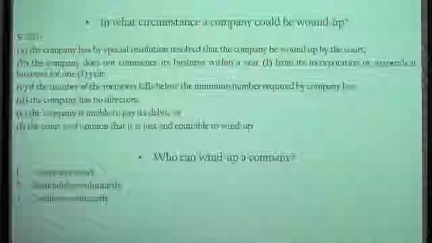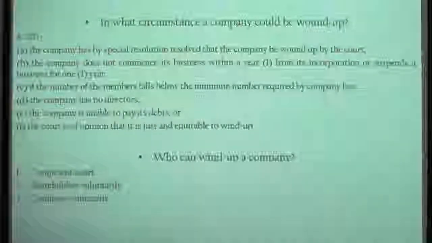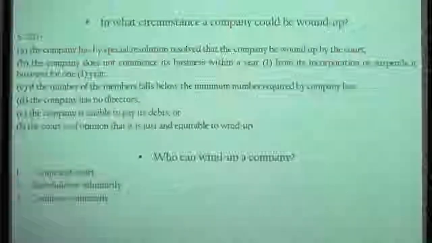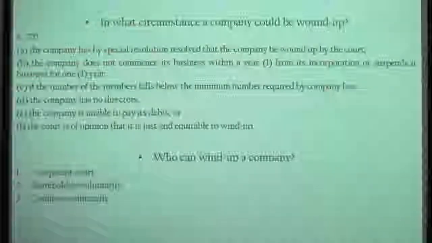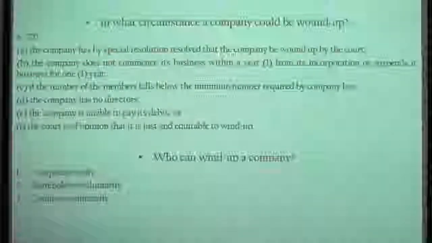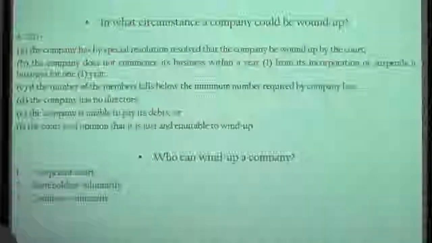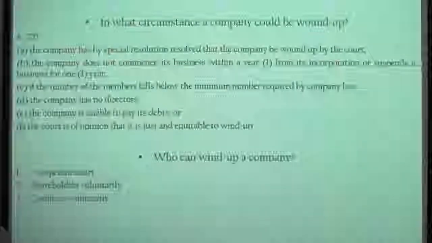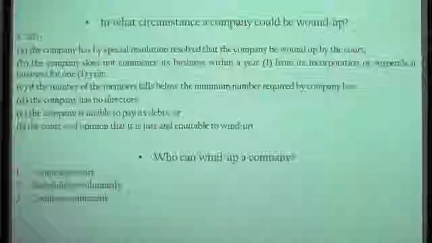So, in that case, such a company will be wound up, because it cannot maintain the sufficient minimum number required by the law. Because not only at the inception, but also in the entire existence of the company, it has to maintain the minimum number of members, the shareholders. So, if it fails to do so, it is a matter that such a company be wound up.